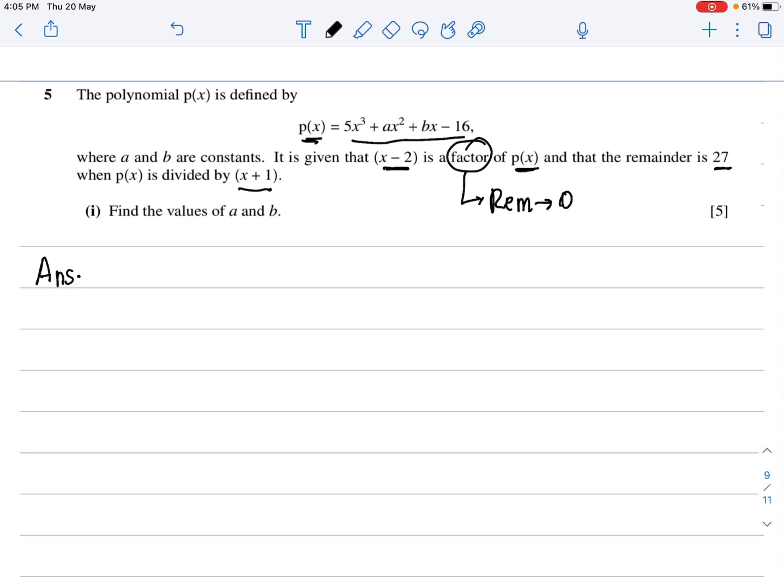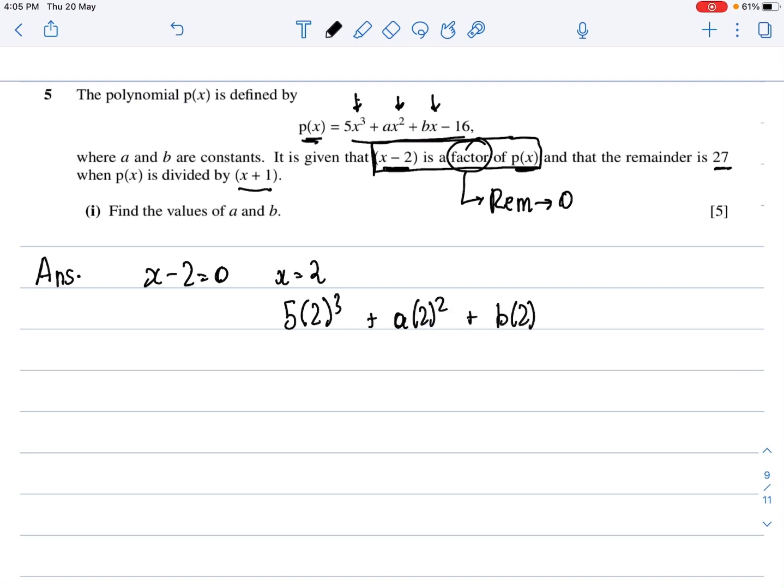So what I can simply do is, let me take the first case first. I can equate x minus 2 to 0 to get my x as 2. So now in the place of x in the equation, just put simply 2. So I get 5 into 2 cube plus a into 2 square plus b into 2 minus 16, and I know this will be equal to 0 because it's a factor and my remainder is 0.